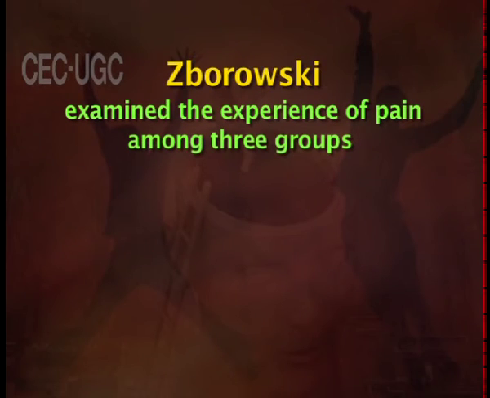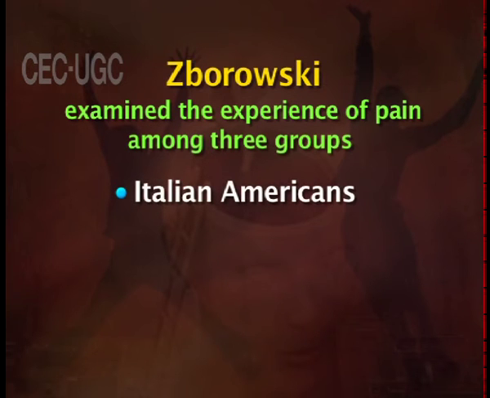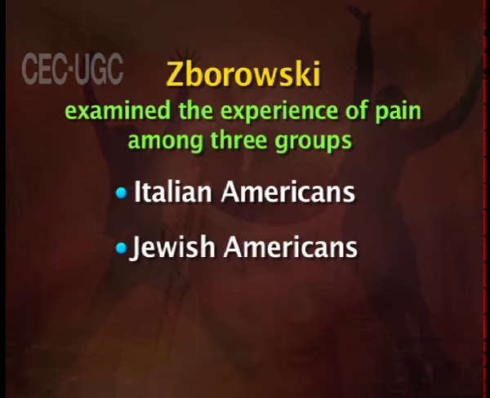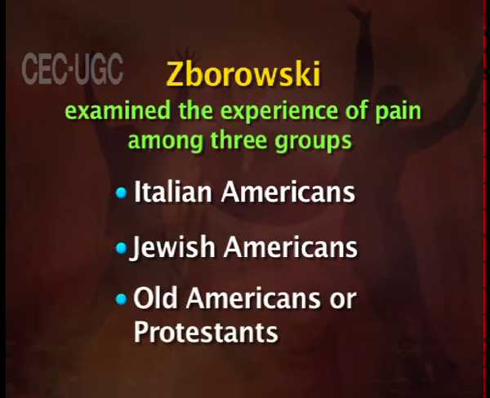component of illness. Research by Borowski examined the experience of pain among 3 ethnic groups. The first was Italian Americans, the second Jewish Americans, and the third Old Americans or Protestants. They found that while Italian Americans and Jewish Americans were likely to exaggerate their pain experiences and show exaggerated emotional reactions to it, Old Americans were not likely to do so.